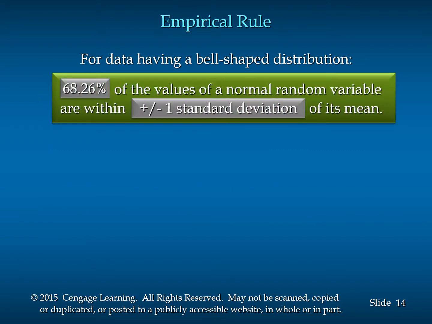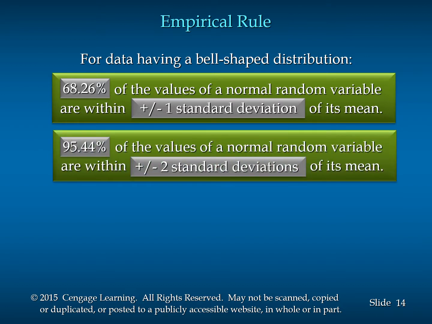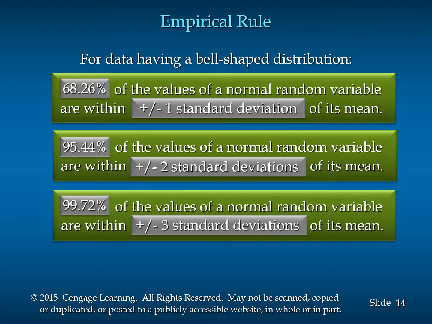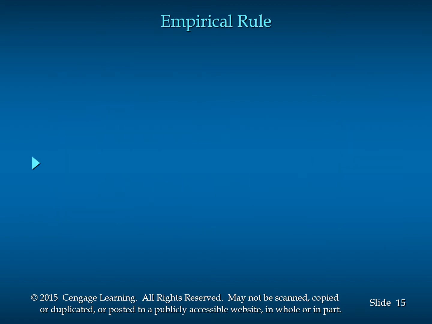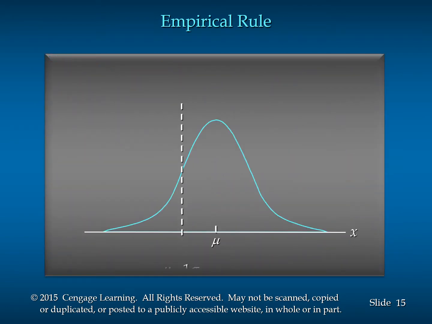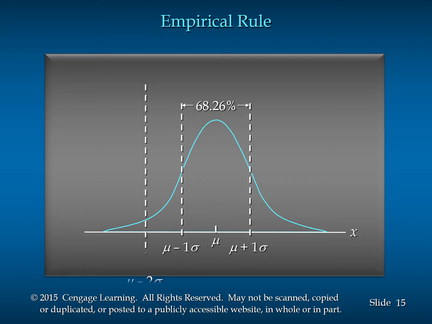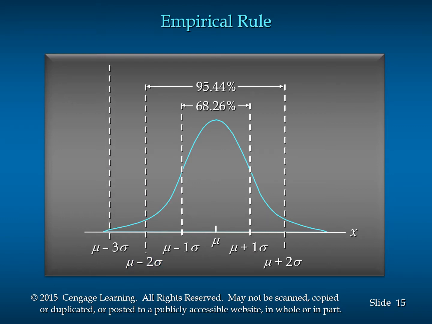If we know the mean and the standard deviation of a bell-shaped distribution, we can state that 68% of the data values are within plus or minus 1 standard deviation of the mean, 95% within plus or minus 2, and over 99% within plus or minus 3 standard deviations. This graphical representation of the empirical rule is something that you should remember, as it will give us a basis for Chapter 6 and calculating probabilities for continuous normal distributions.